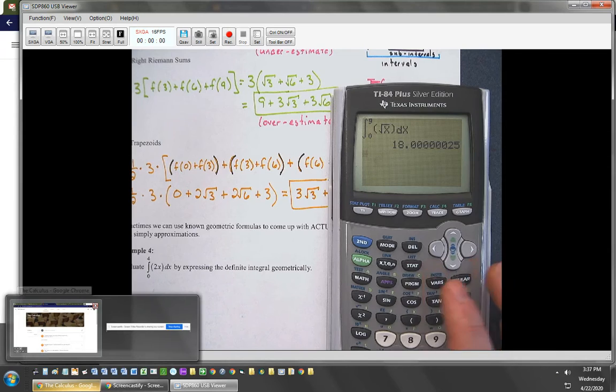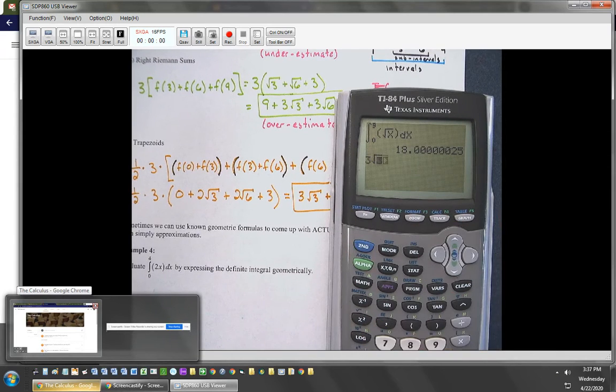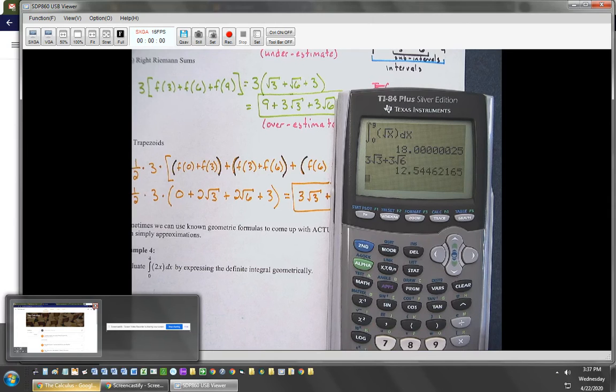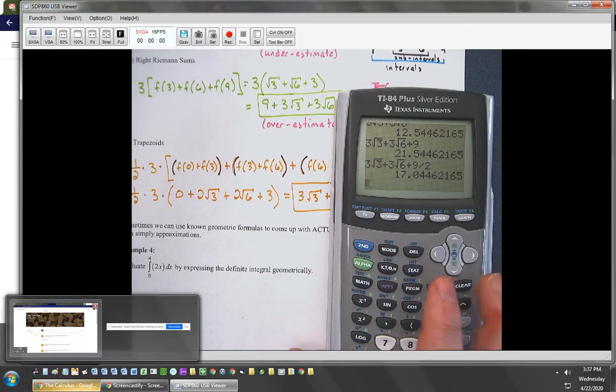Let's see how close our estimates were. So 3 root 3 plus 3 root 6. Oof, that's an underestimate, all right. The next one was exactly the same, but they did a plus 9 at the end. That's an overestimate, all right. The next one was the same, except it was 9/2. Oh, that's pretty close, pretty close, pretty close.